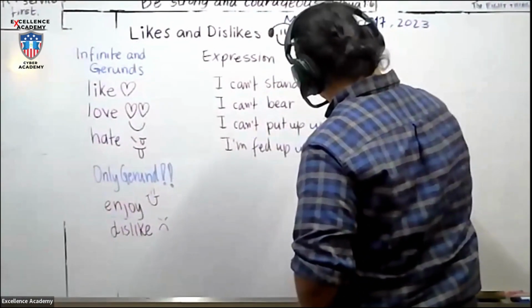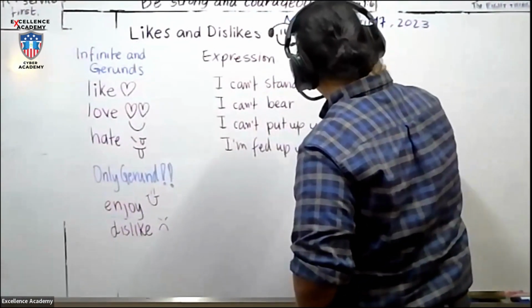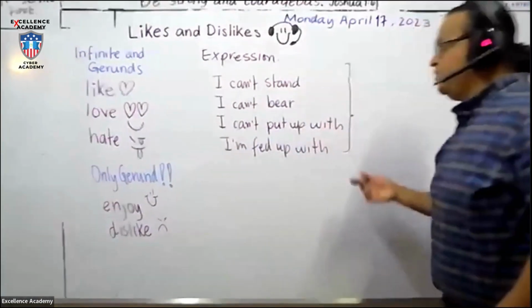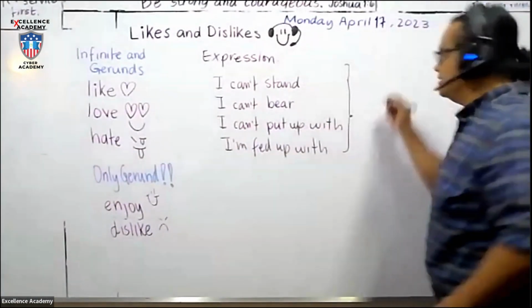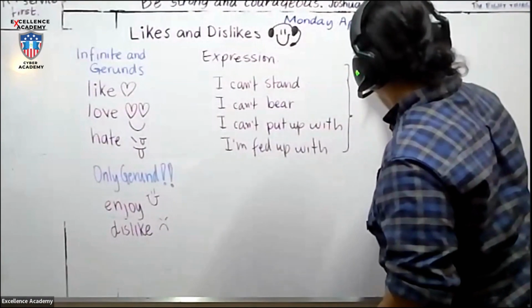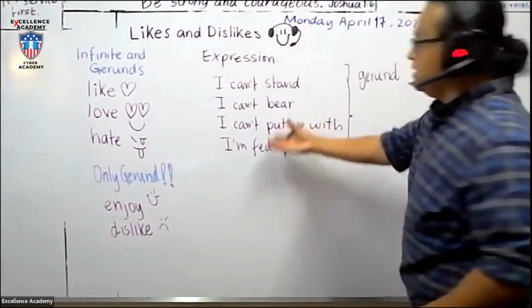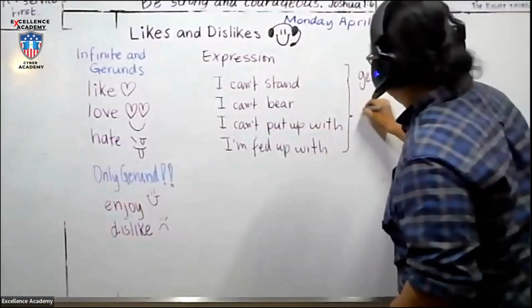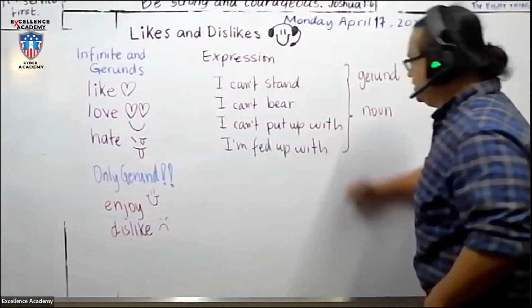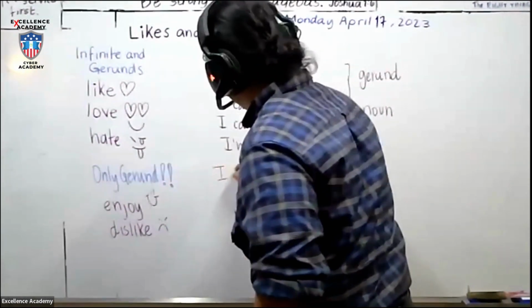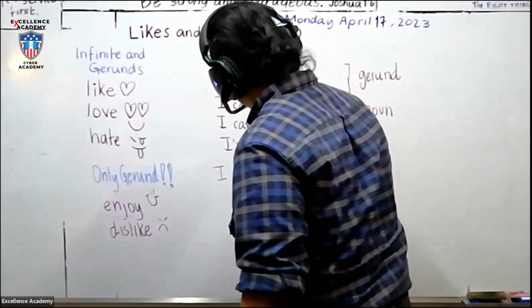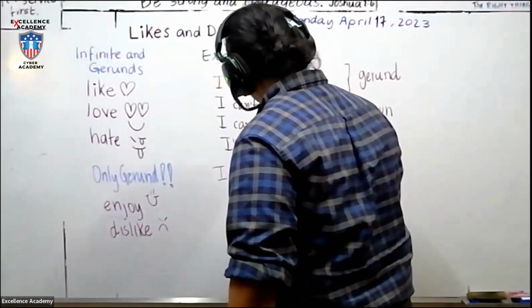Well, let me explain what you're going to do. If you're going to talk about an activity, you're going to use the gerund. Or if you're going to talk about a thing, then just use the noun. So to give you an example, for instance, "I can't stand traffic."